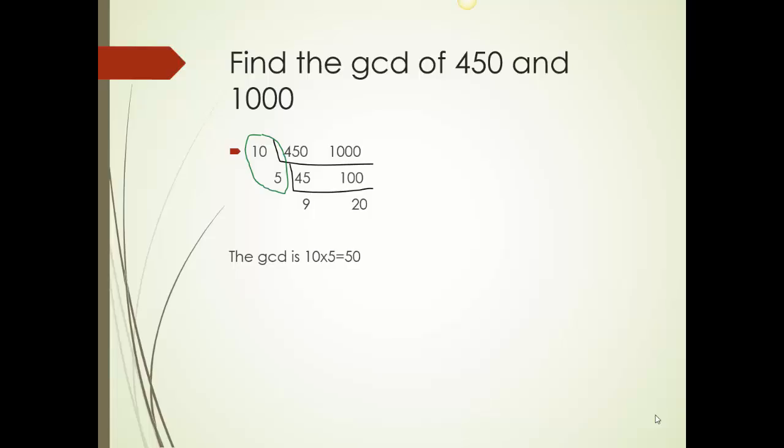So 9 and 20, they're not prime numbers, but when I compare them to each other, they have nothing in common. That's what we call relatively prime. So I stop right there. The 10 and the 5 are the numbers I divided by. I multiply them together, 10 times 5, and that's 50. I kind of look at it as the outside numbers. What's on the left, that's what I'm multiplying to get the GCD.